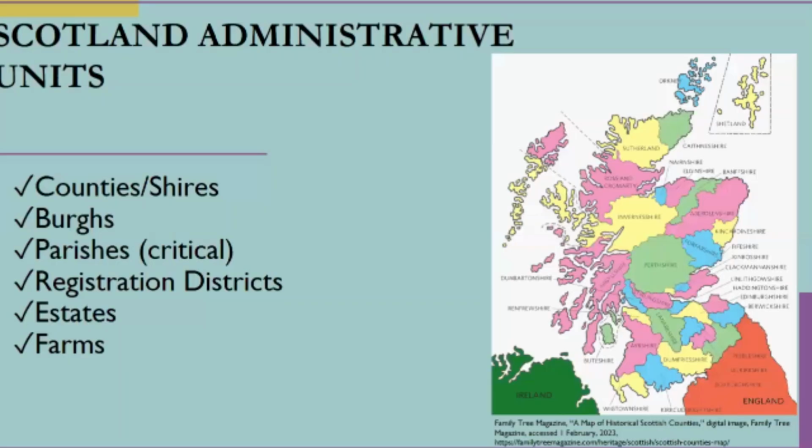But once you find that location and you're back in Scotland and you want to track the records further back and find out about the Scottish ancestry you have, you're going to be looking at different administrative units that they categorize different documents in. Starting from large to small, you're going to be looking at counties, or what they called shires. You'll be looking at burghs, parishes, which was a critical point because you're going to have both church parishes as well as civil parishes. This is where the birth, marriage, and death records are going to start to come into play. Registration districts, estates, and farms.